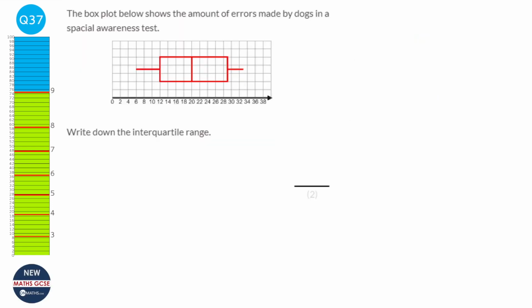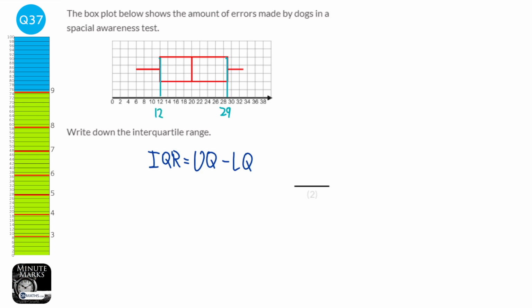To find the interquartile range, we need to remember a simple formula, and that is that the interquartile range is the upper quartile, take away the lower quartile. How do we find the upper quartile from a box plot? Simple, that is the bit here, which is 29. How do we find the lower quartile? It's just the bit here, which is 12. So use the formula, 29, take away 12, and that's going to equal 17.